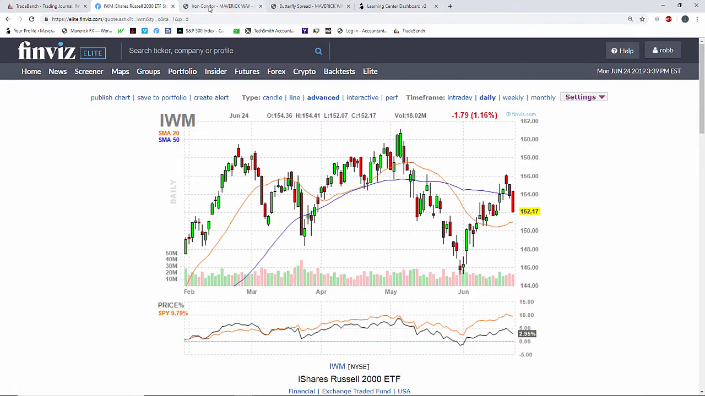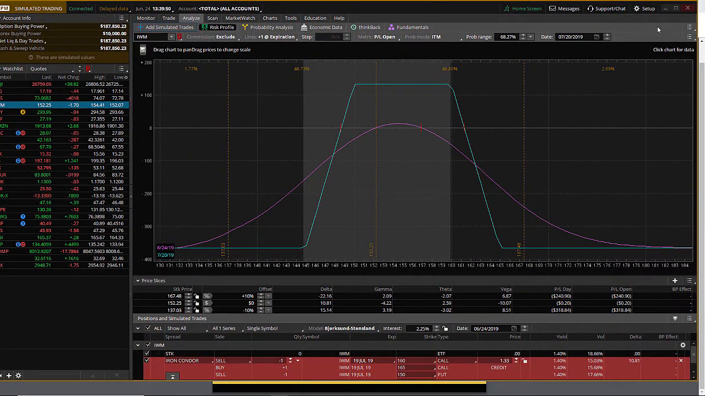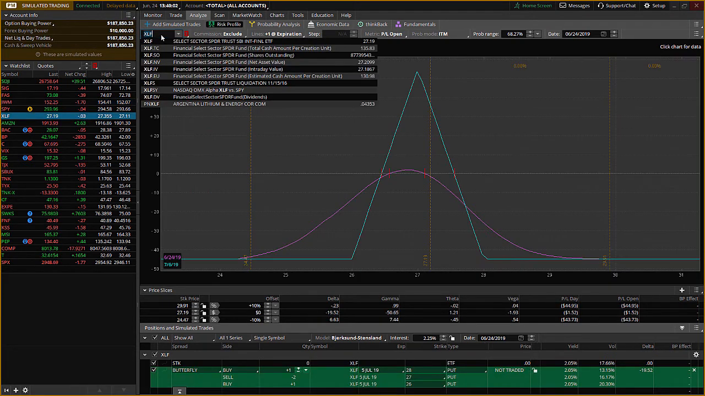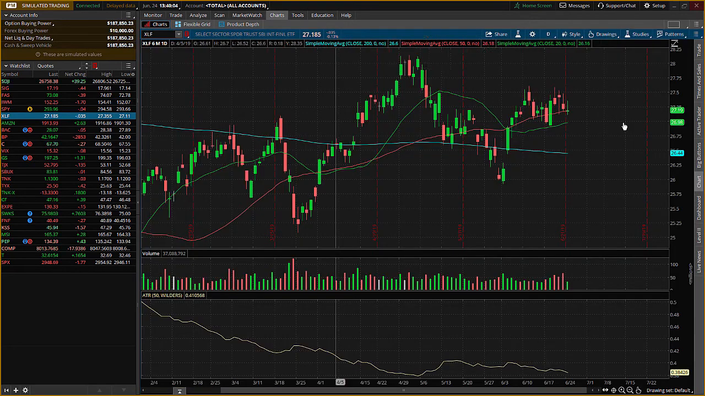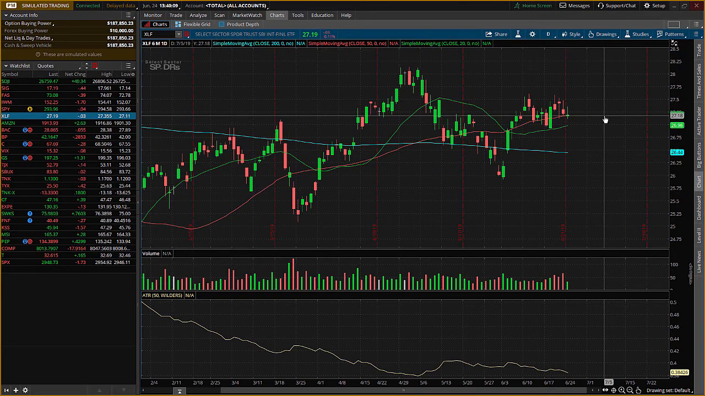That's the iron condor, so let's jump over to the butterfly spread. Now I have another example for the butterfly spread, very similar. I was actually somewhat thinking of just immediately using the same chart, but I figured that might be a little bit too confusing. So I went ahead and found the financial sector. Let's get to the chart first before I walk you through this.